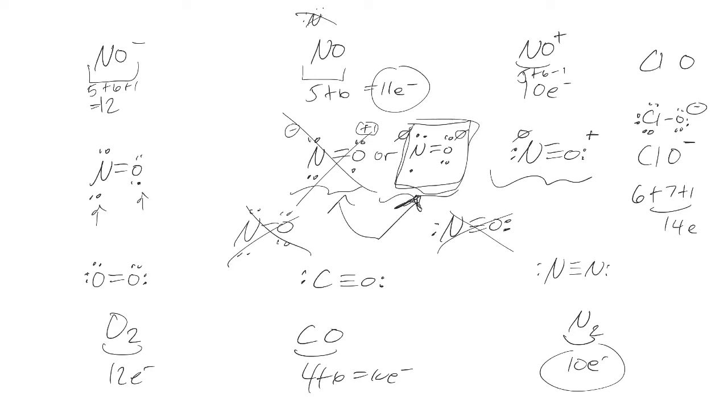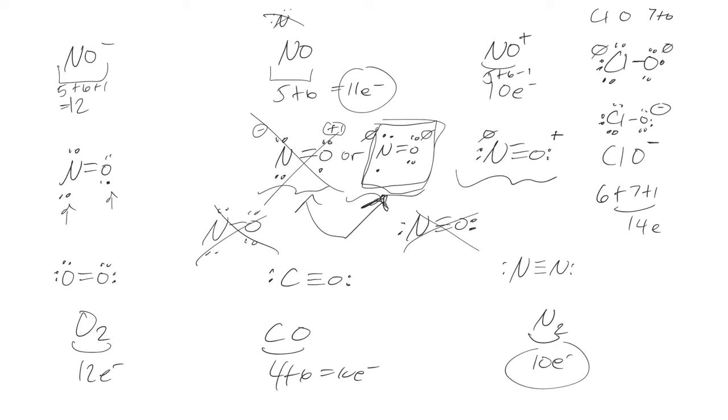For ClO, we have 7 plus 6, 13 electrons, so a single bond, kick the electron off the O, give chlorine its octet, and 0 formal charges all the way around. Okay, I hope this gives you a better idea of determining the Lewis structure for diatomic molecules.